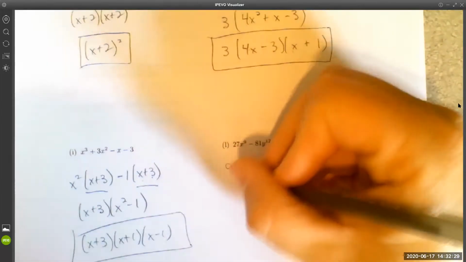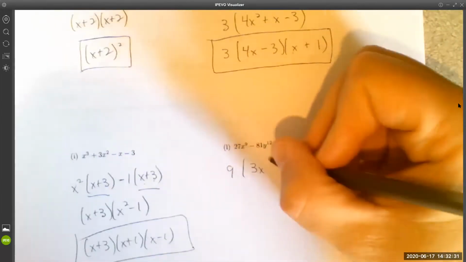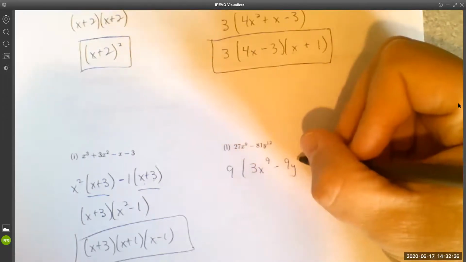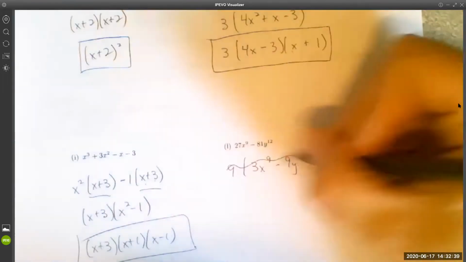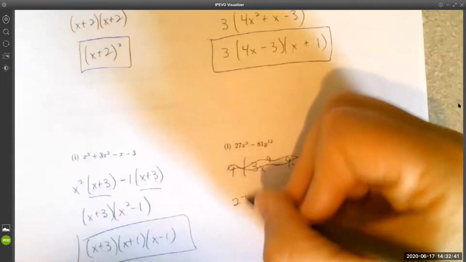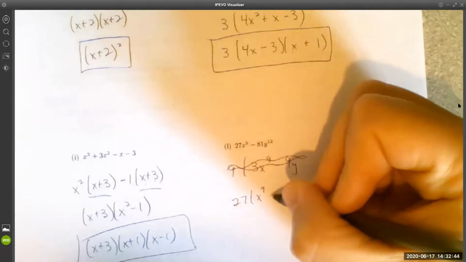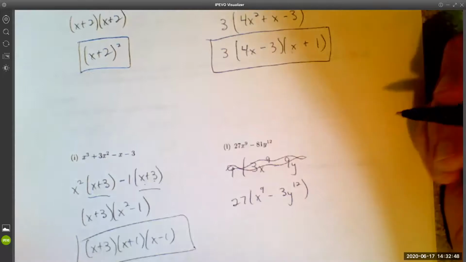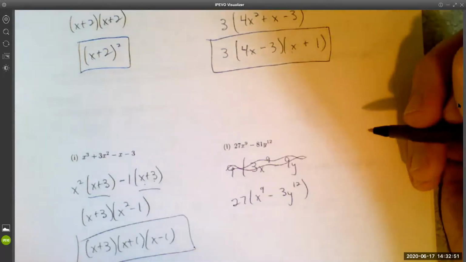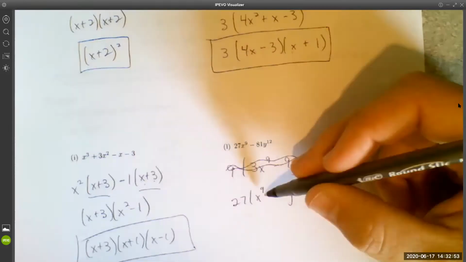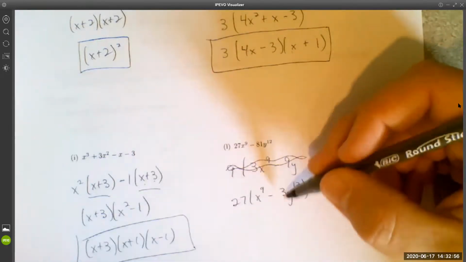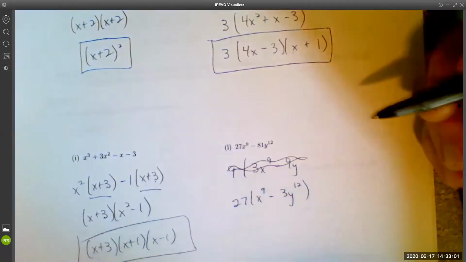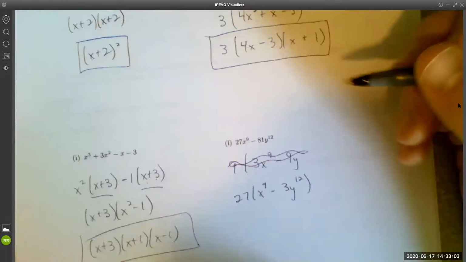Yeah, I can factor out a 9. Oh, I can factor out a 27. Okay. And then what I have left is, well, it's kind of messy, but it is a difference of cubes if you squint at it just right. Oh, part L is kind of tricky.